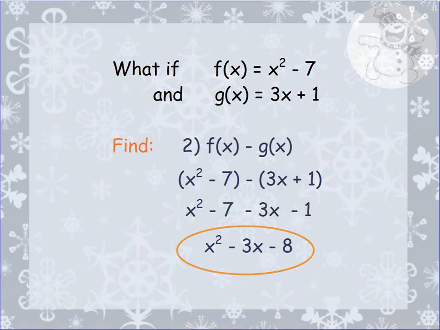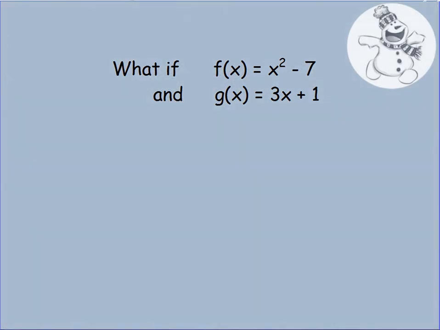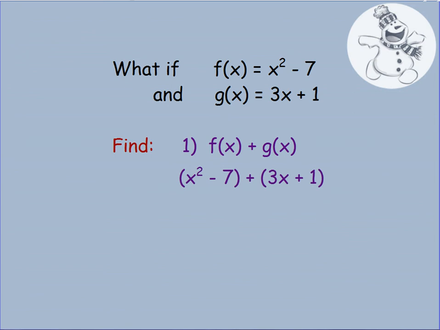One more. What if I have f of x and g of x? They're the same two functions we just used, and we're asked to add them instead. Do I need to do any distribution? No, this isn't quite like our subtraction, right? With addition, we only combine like terms. Negative 7 plus 1 are the only two like terms, and they add to negative 6. So I get x squared plus 3x minus 6.